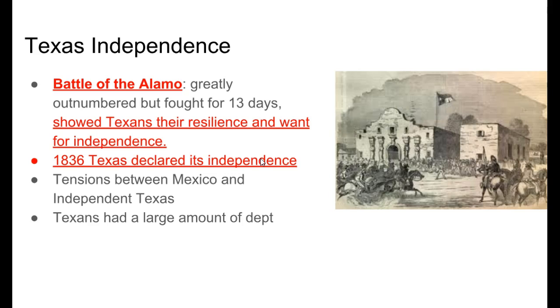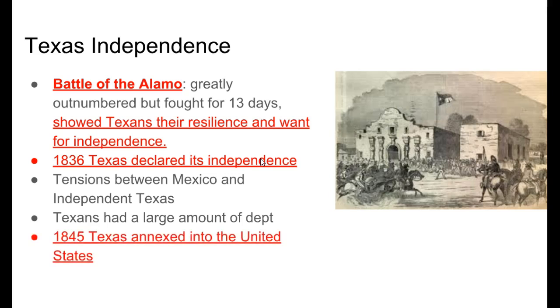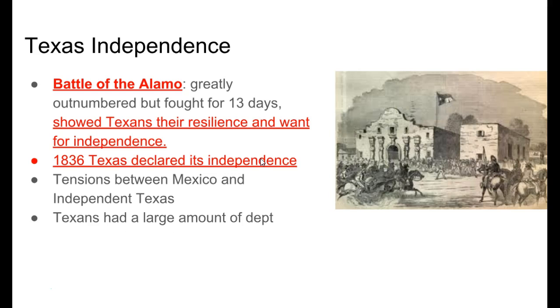And so Texas had a lot of debt because they were a small country, and they incurred a lot of debt when they declared their independence and fought for their independence from Mexico. One way to solve this problem was to annex into the United States, or to become part of the United States. So they decided that they would become part of the United States, and that would help take care of the debt that they owed.